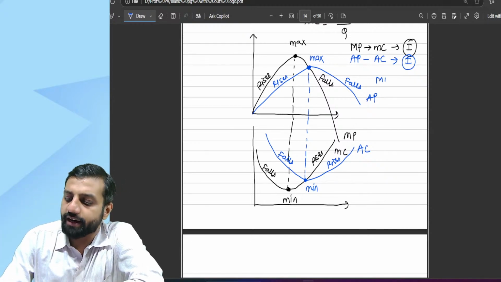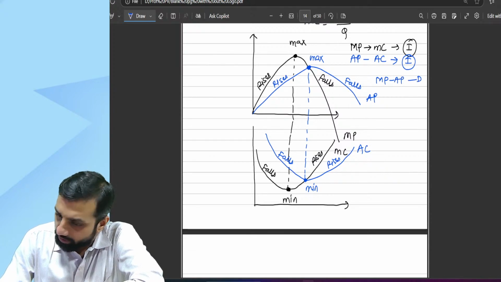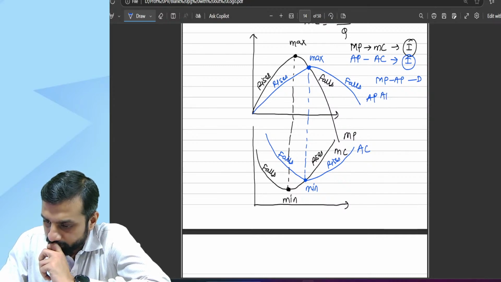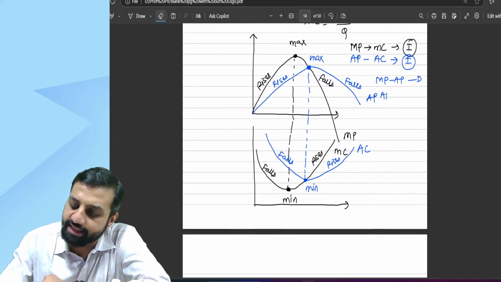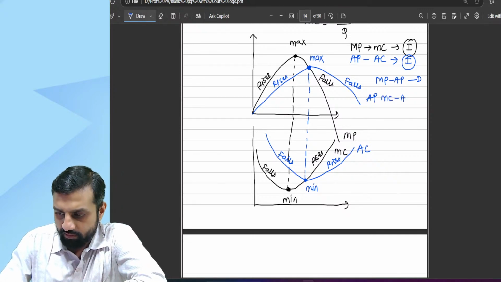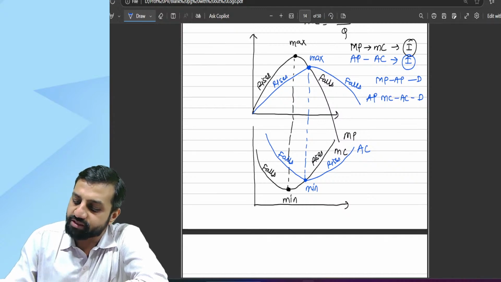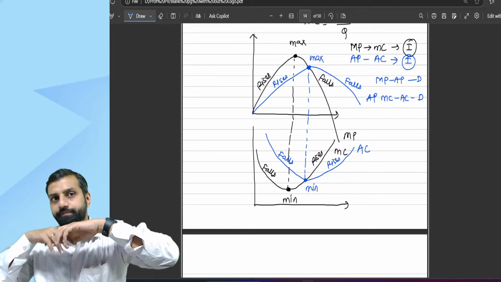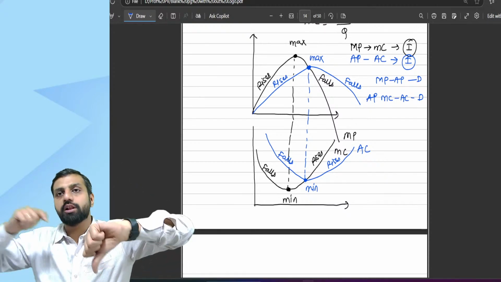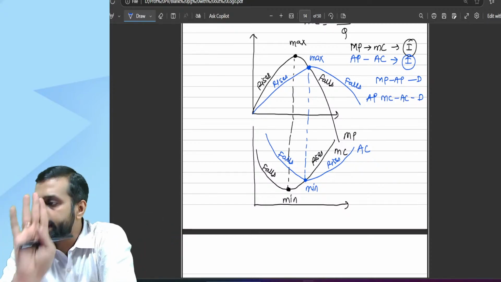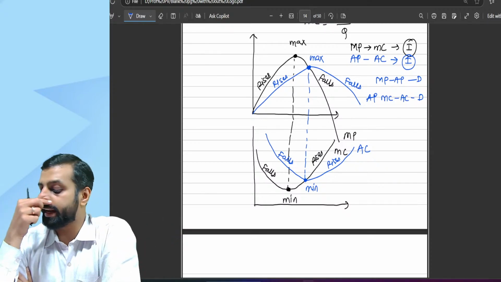Then if you have to find the relationship between MP and AP, it is direct. If you have to find the relationship between MC and AC, even that is direct. If MC falls, AC falls. If MP rises, AP rises. If MC falls, AC falls. So the relationship between MP and AP is direct.